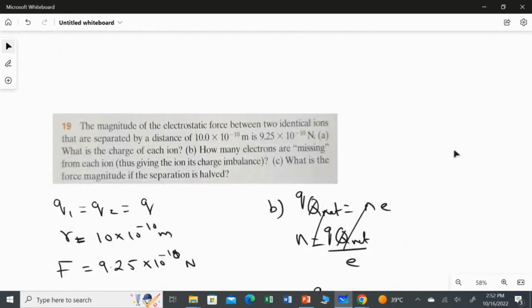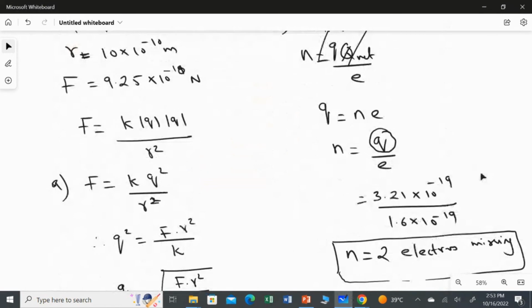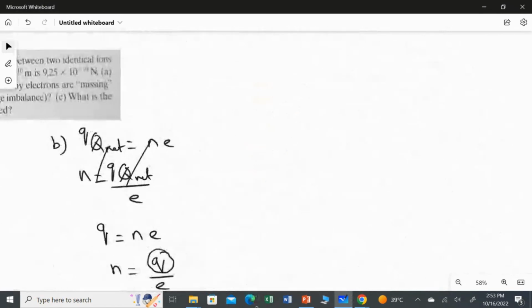In the third part of the question, what is the force magnitude if the separation is half? That means between the two charges there is a distance, am I right? So now what they said, suppose if the distance between the two charges are half, what will happen? So you have to find the value of force for getting the third answer.